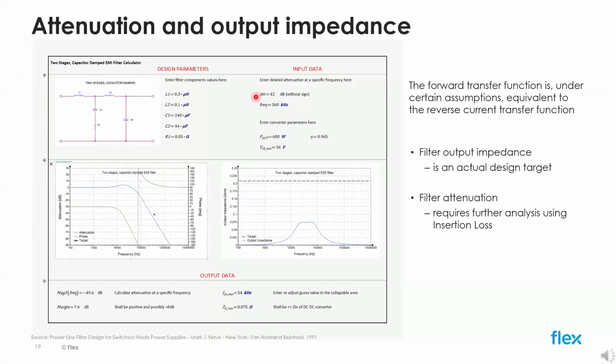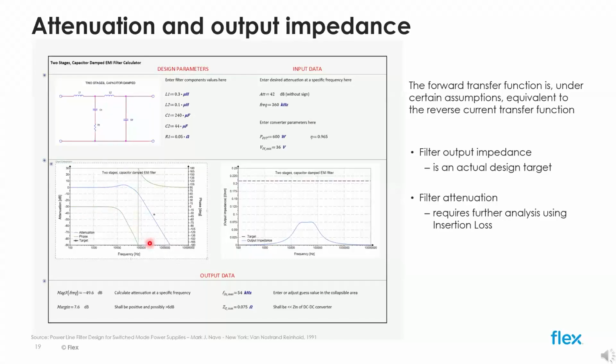Recalling our previous discussion about attenuation, we can set a target attenuation. Here it is 42 dB at a specific frequency of 360 kHz in this case. This is plotted as a single dot in the attenuation graph, and we want the attenuation curve to stay on the left of this target attenuation.